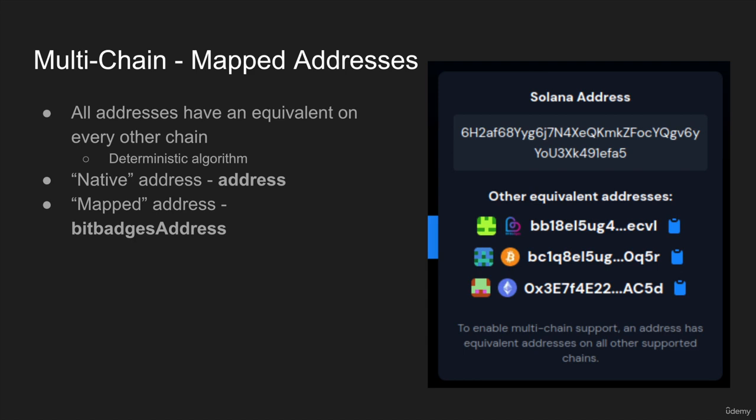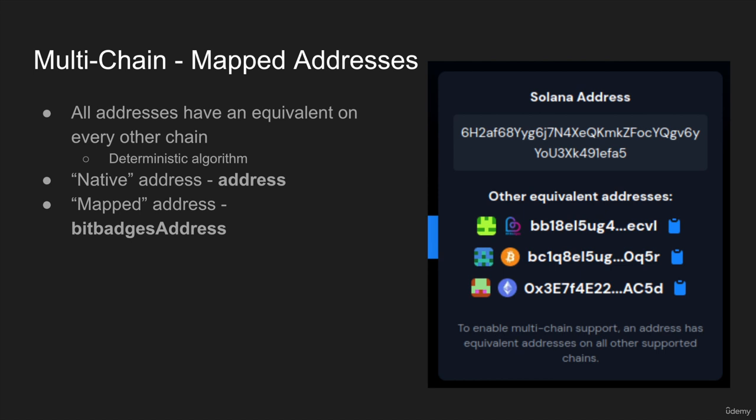Okay, now let's get into a little bit of how we support multi-chain applications. The base of supporting multi-chain applications is via mapped addresses. Every user will have their own native address. This is the platform or chain that they're native to and maybe familiar with seeing. So this could be Ethereum or Solana or Bitcoin, whatever. We use the term native for what they're most familiar with. But then we also have a deterministic algorithm to map any address to any other equivalent address on another ecosystem.